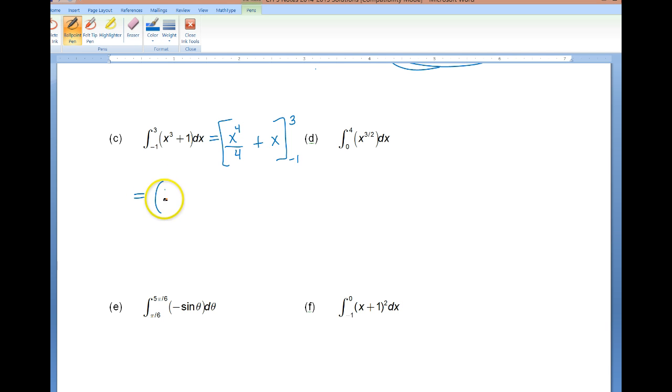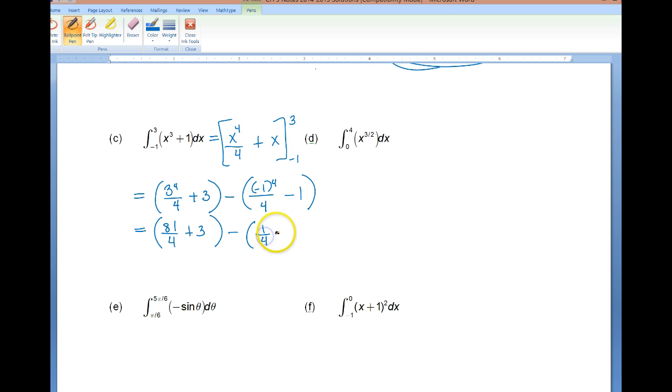So we have 3 to the 4th over 4 plus 3, minus negative 1 to the 4th over 4 minus 1. It's always minus in between. I think that's what I screwed up on, that you added them. Yeah. So here you get 81 fourths plus 3 minus, and then this is 1/4.